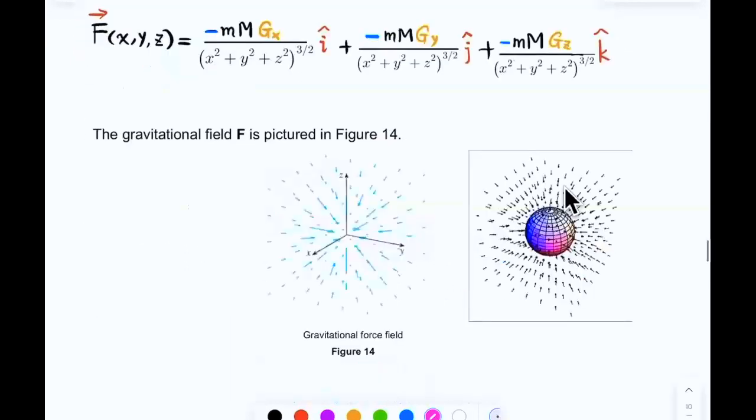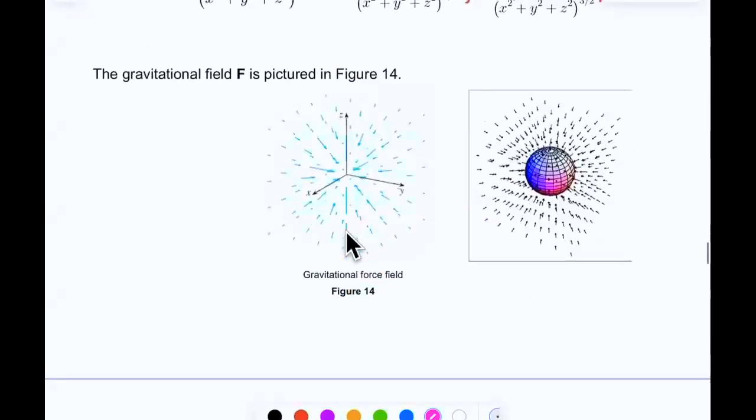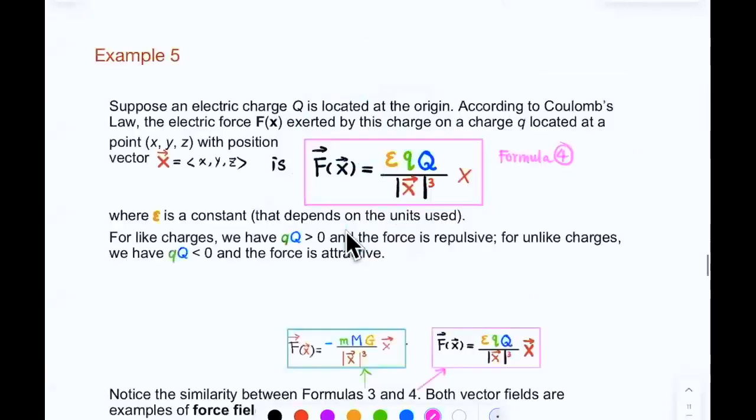Okay, and then here's the picture. The closer to the center, the bigger the magnitude. If the mass stays the same, then the bigger the magnitude, right? All right, so this is the gravitational force field. Okay, let's look at example 5.